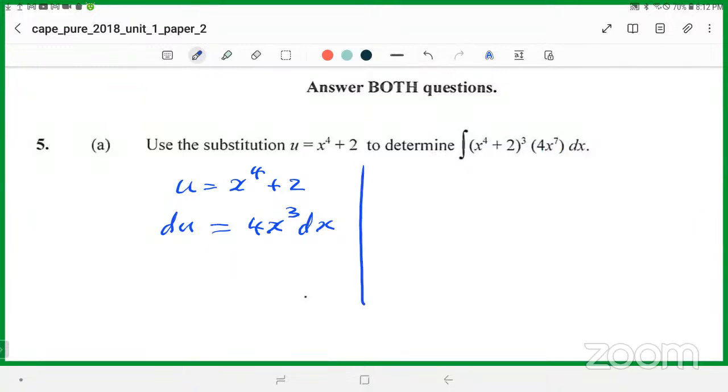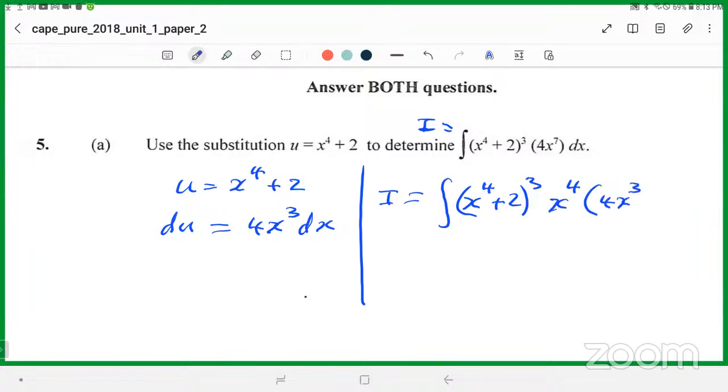I would like it to be x cubed. So I'm going to start my process. I'm going to call this I as usual. It's almost like copying the same question and just changing the values. So I becomes equal to, I'm going to split this up, the integral of x to the 4th power plus 2, cubed. I need to leave the 4x cubed in it, but this is x to the 7th power, so I have to take the x to the 4th power out of this, and I'm left with the 4x cubed and this dx.